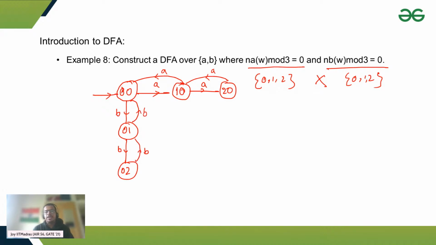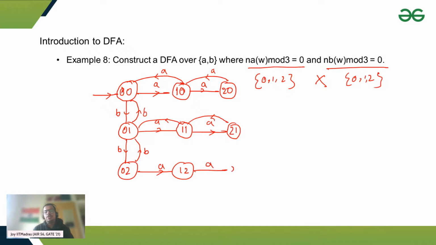Again from 0, 1, if we get another A, we will be at 1, 1. If we get another A, we will be at 2, 1. So these are also reversible. From here, if we get A, we will get 1, 2, and if we get another A, we will get 2, 2. These two are also reversible.